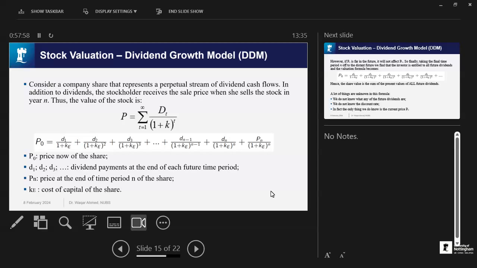So here you can see, what do we have? What is the price of a stock? It's simply the sum of the present value of all of the future dividends, right? Because the stock return would be in the form of dividend.